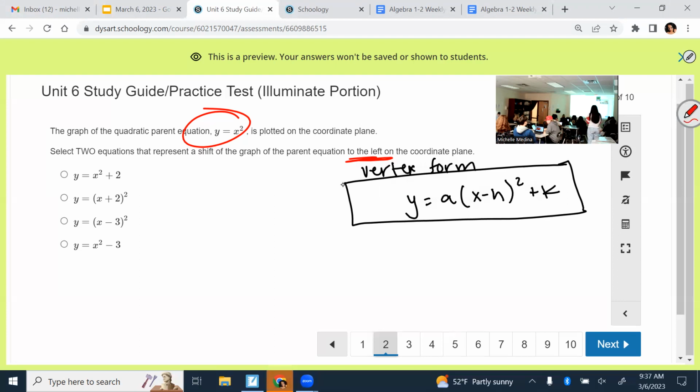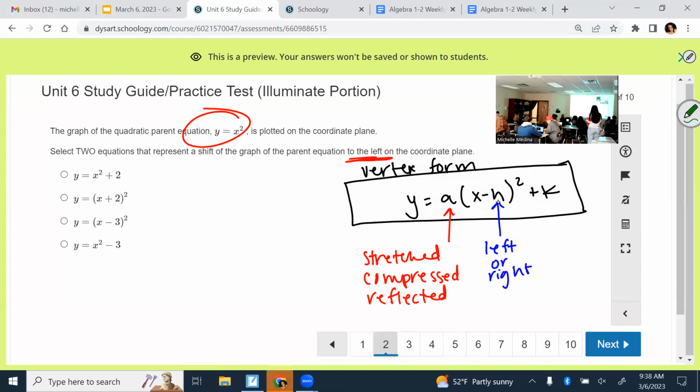So with that, any changes to the a, it's either going to be stretched, compressed, or reflected, depending on what that change is from the parent graph. And in the parent graph, a is 1. For the h, that's any left or right movement. And then any changes to the k would be up or down movement. And in the parent graph, h and k are both 0. So if there's a value in parentheses with the x, then that means it's left or right movement.